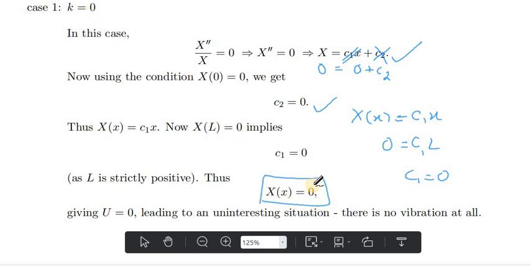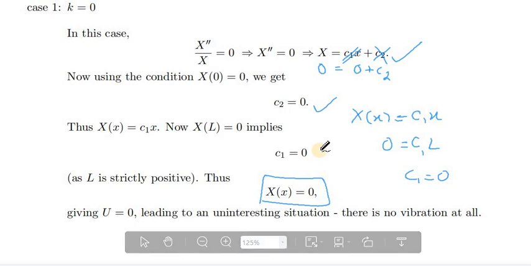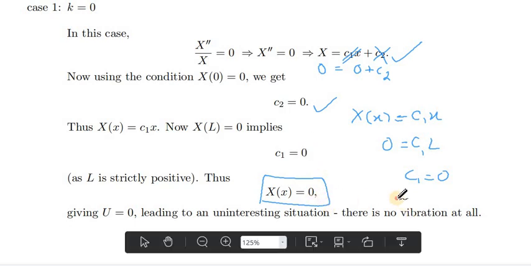So k equal to 0 gives a dead string, where the string is not moving, because whenever X is equal to 0, u is the product of X and Y, right? So u equal to X into Y, so that's equal to 0. So displacement is 0 at every instant of time at every point. So it's a dead string. So this is not a desirable case.